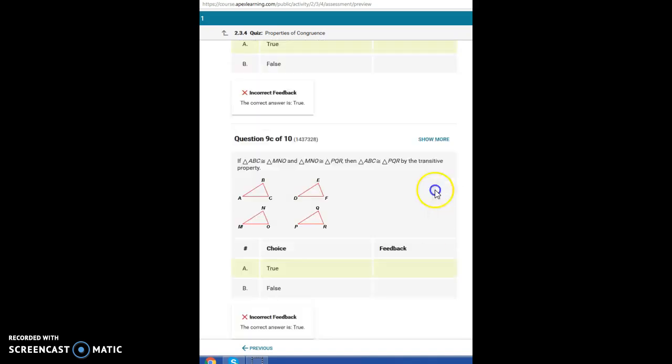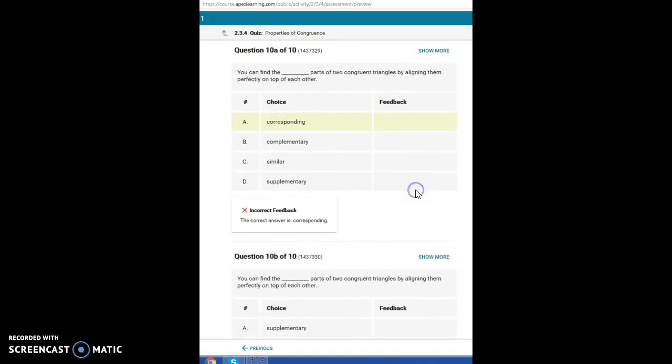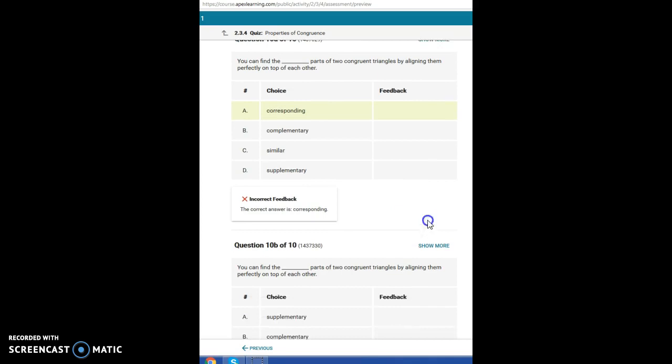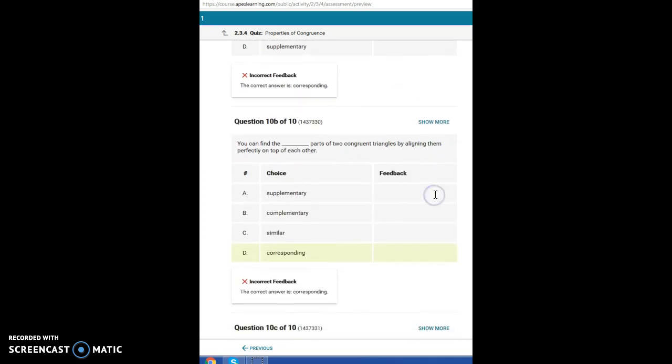Okay. So let's move to this last question really quick. Can you find the blank parts of 2 congruent triangles by aligning them perfectly on top of each other? If you're going to put them both on top of each other, it's corresponding. You stack them, perfectly on top of each other, and it's called corresponding.